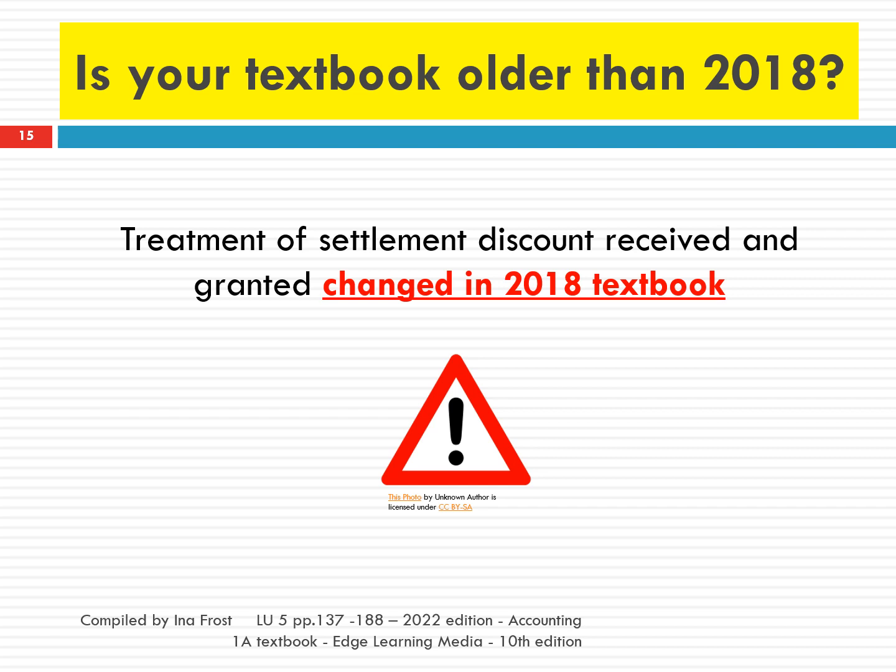Please take note that if you're using the older versions of the textbook, so before 2018, then you need to make some changes to your settlement discount entries because we have updated the textbook. So the newer textbooks are fine. It's just if you use the older versions of the textbook.